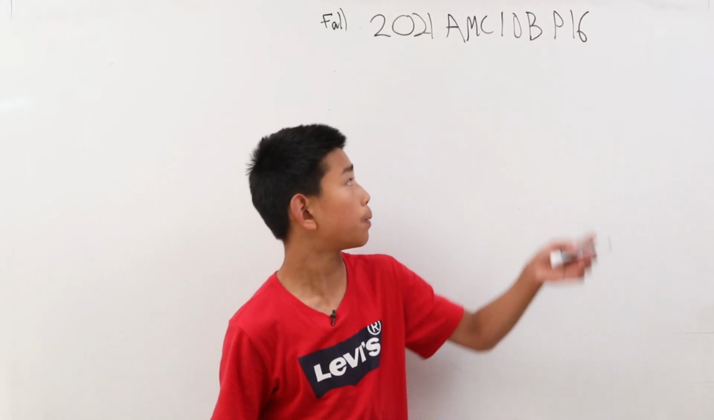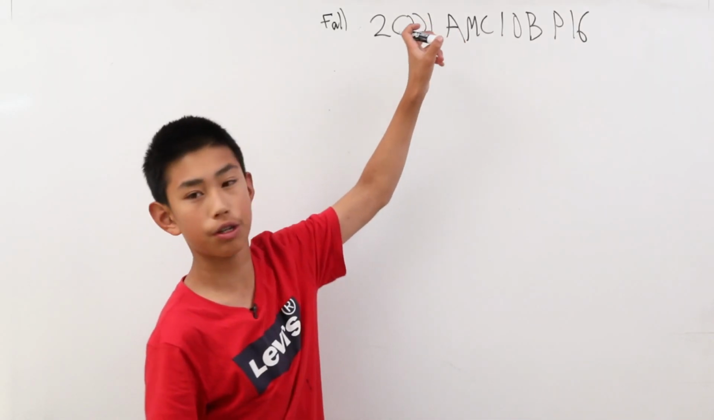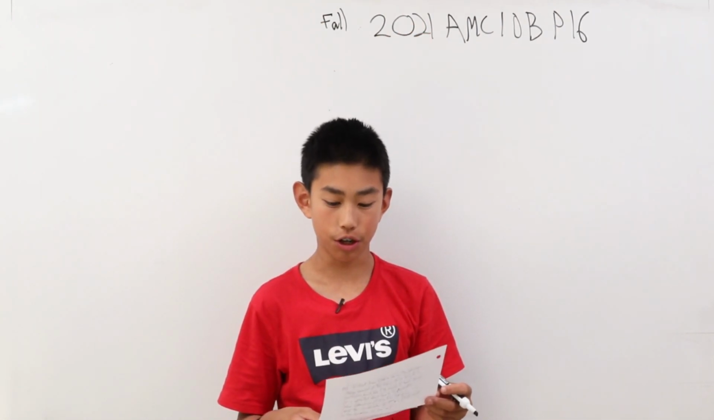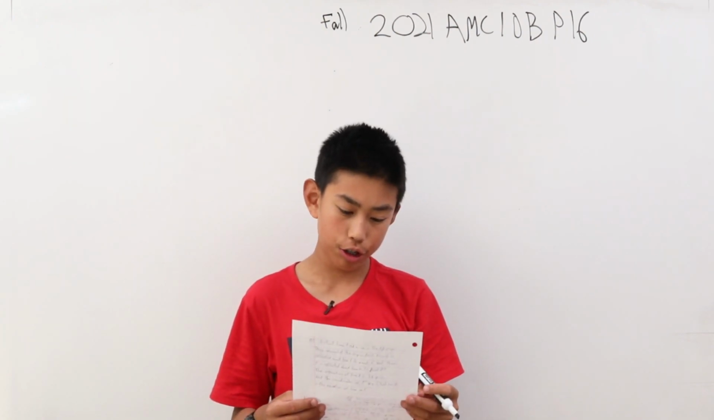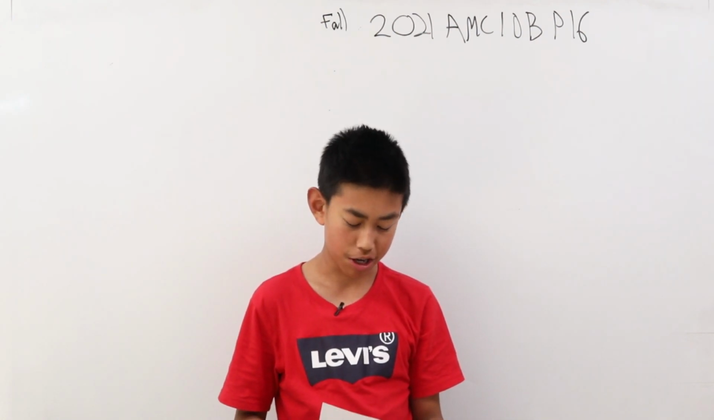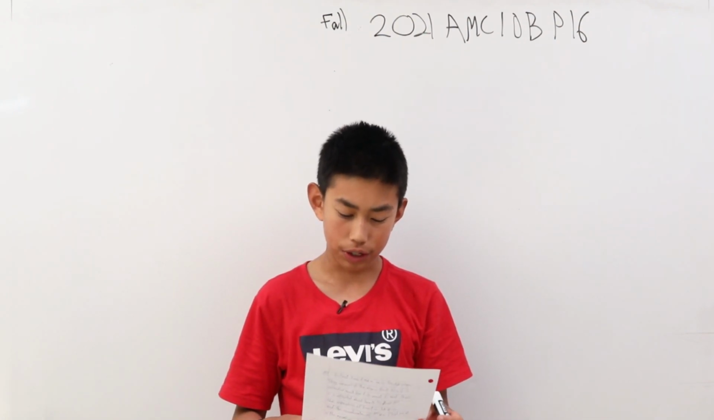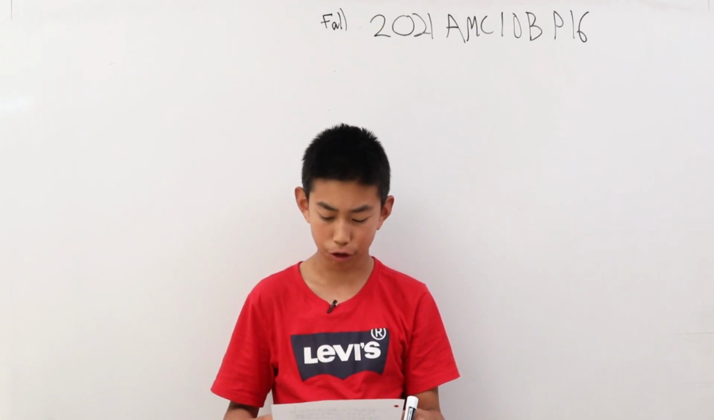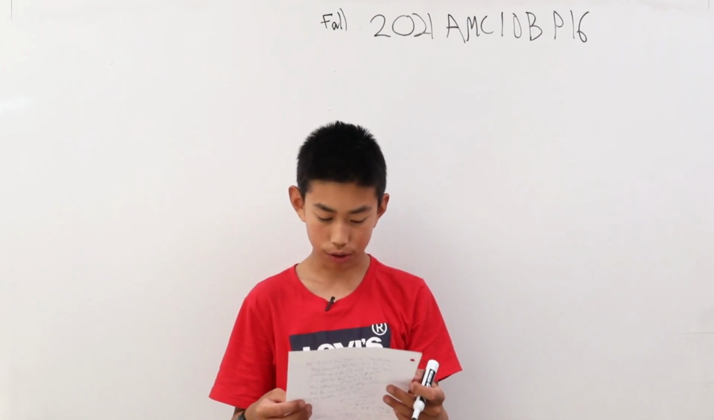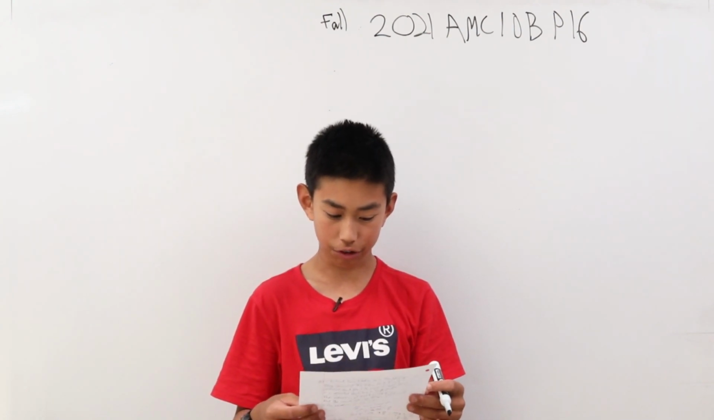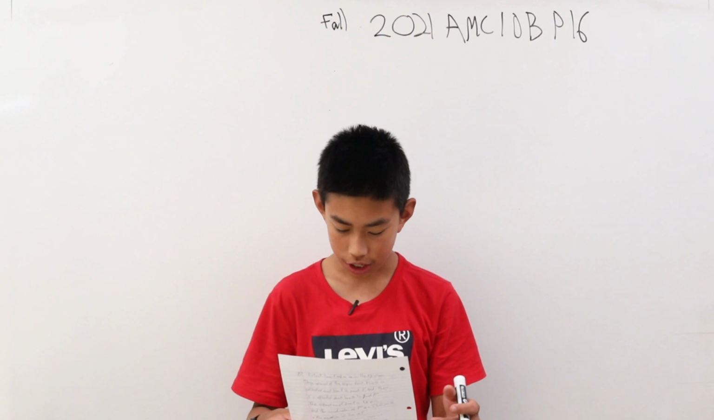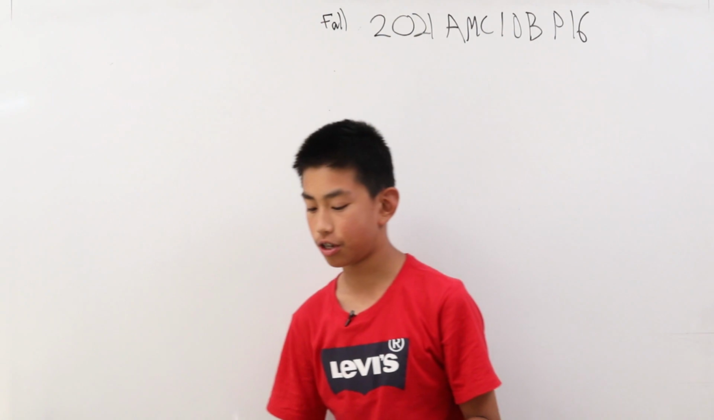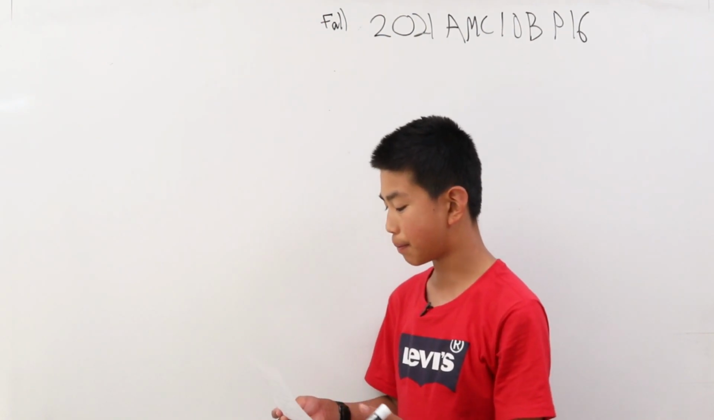Today we're solving problem 16 from the AMC 10B of 2021, and this is the fall version. Five balls are arranged around a circle. Chris chooses 2 adjacent balls at random and interchanges them. Then Silva does the same, with her choice of adjacent balls to interchange being independent of Chris's. What is the expected number of balls that occupy their original positions after these 2 successive transpositions? Now, in the first sentence, it seems like this is a geometry problem, but this is actually probability.